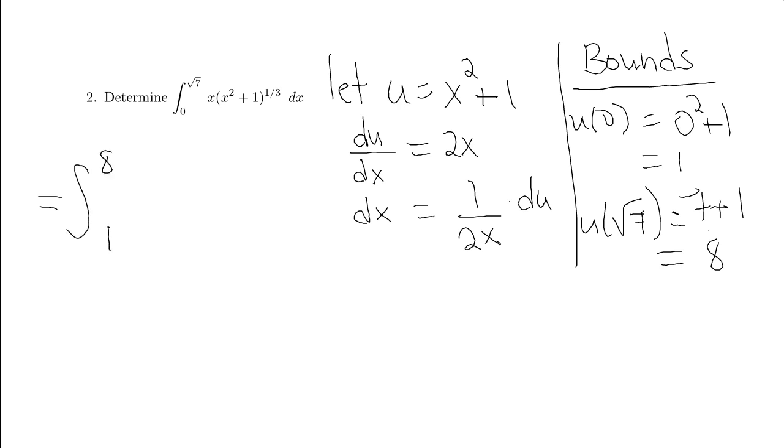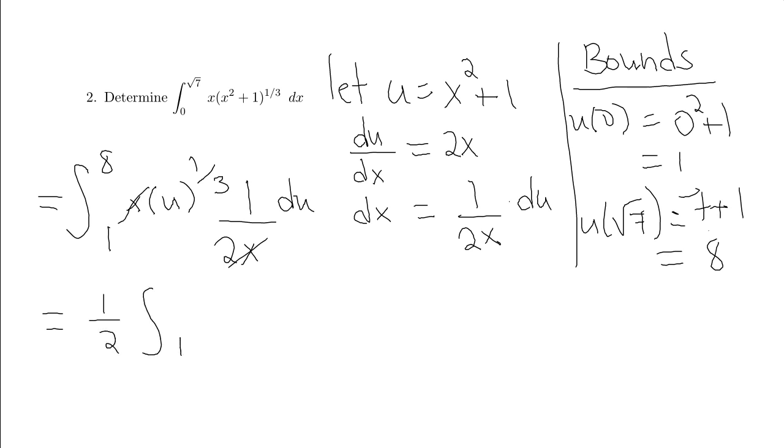And plugging in my substitution, I still have x, but now inside the bracket, that's what we've called u, and it's u to the 1/3. And my dx is 1 over 2x du. And so now, thankfully, those x's cancel, and so I'm just going to clean up my integral a little bit here. So I'm going to pull out that 1/2, and we now have the integral from 1 to 8 of u to the power of 1/3 du.